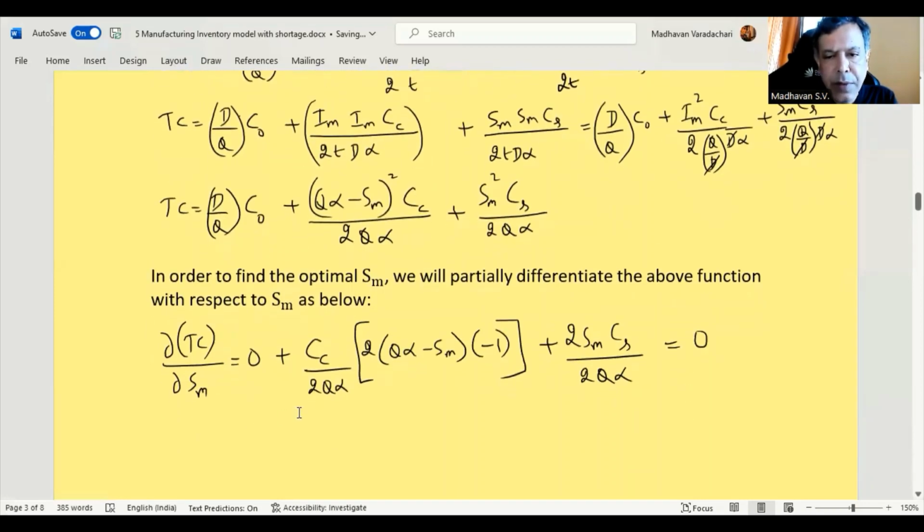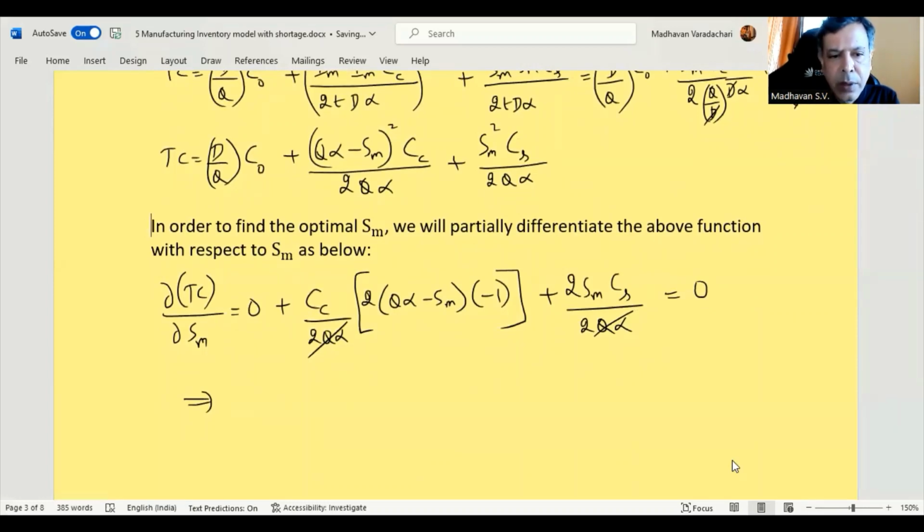Now, when we cross multiply, this 2Q alpha gets cancelled, meaning it will be getting multiplied with 0. So I can straight cancel this. Then I can now write it as 2 times Sm Cs equal to, I'm going to take this entire thing to the other side. It becomes 2 times Cc times (Q alpha minus Sm), because negative, if I take it to the right hand side, it becomes positive. Both sides we can cancel 2.